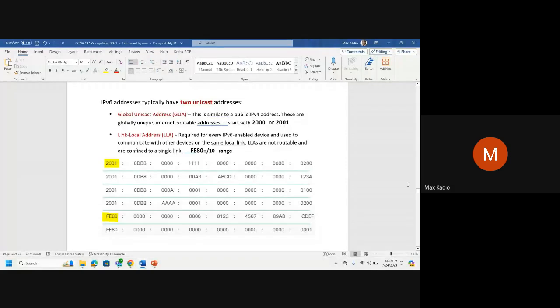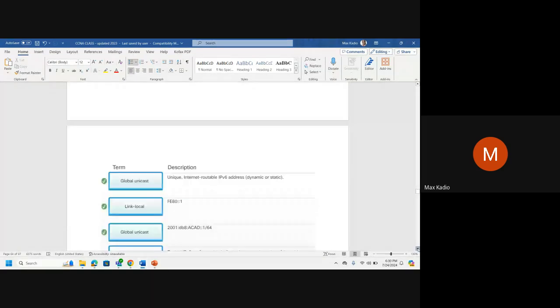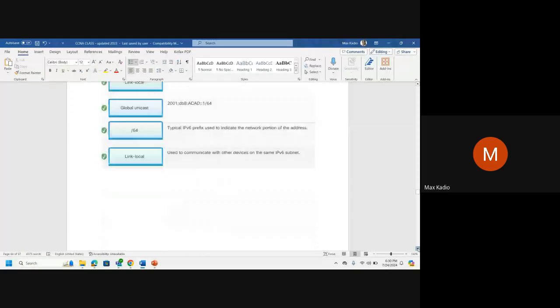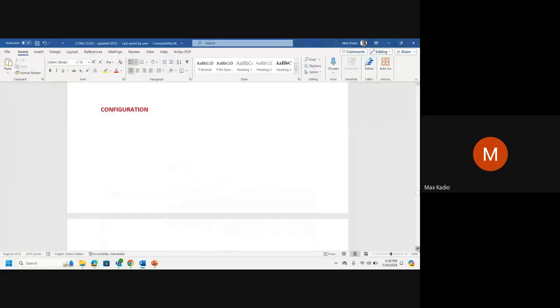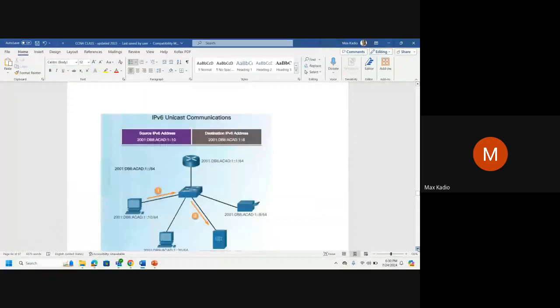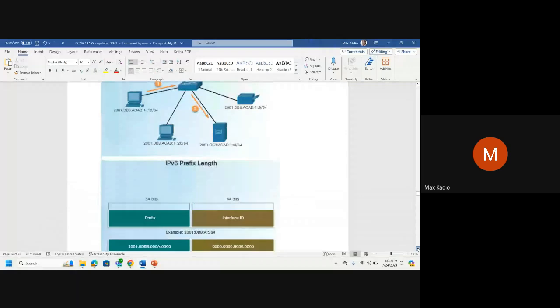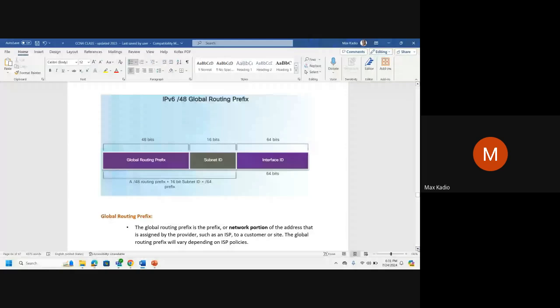Okay, we continue. What else can you see? So down here is only configuration. The prefix, yeah, we are here in the prefix. So if you have an IPv6 address, the first group of 4 blocks is the prefix. The last 4 is for the interface ID.